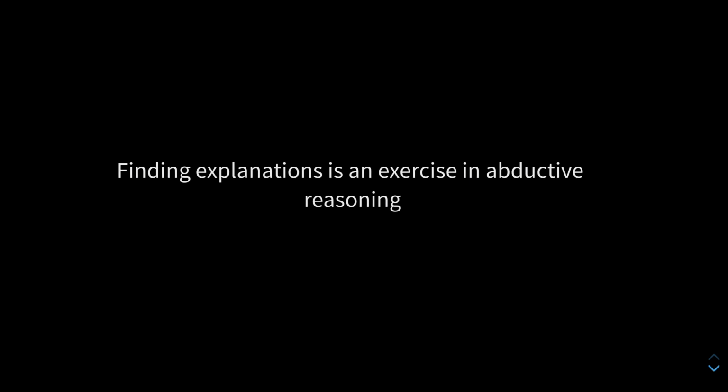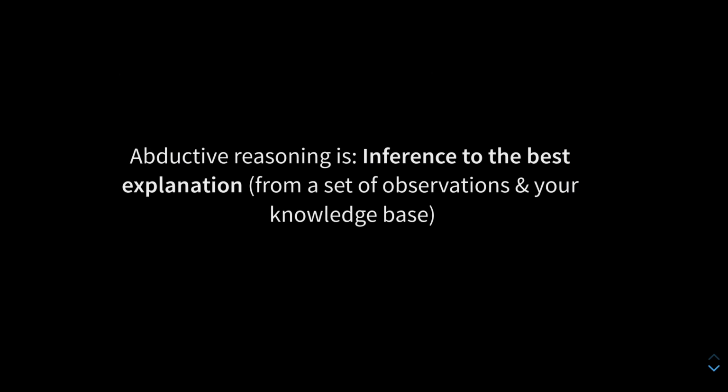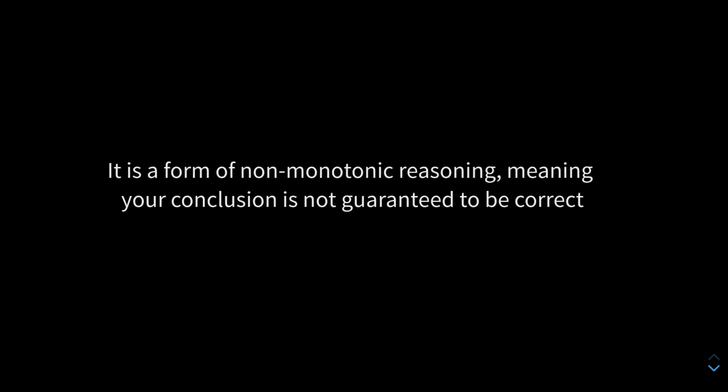But as far as I'm concerned, it really doesn't matter because finding explanations is an exercise in abductive reasoning, right? Abductive reasoning is basically trying to find explanations for a set of outcomes. So you infer to the best explanation based on the observations you have and your knowledge base. And generally, what ends up happening is sometimes that your knowledge base isn't large enough for you to come to the correct explanation, or the set of observations are too small and you come to the wrong explanation. Sometimes you come to the right explanation, but this is a form of non-monotonic reasoning, meaning your conclusions are not guaranteed to be correct. Unlike deductive logic, where the conclusion flows perfectly from your premise, right?